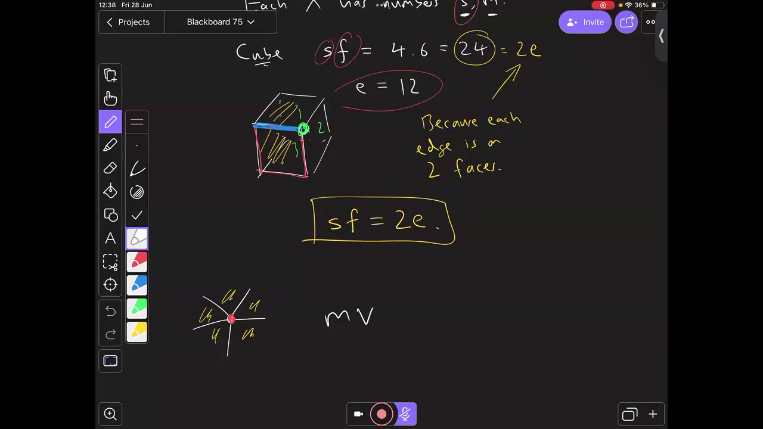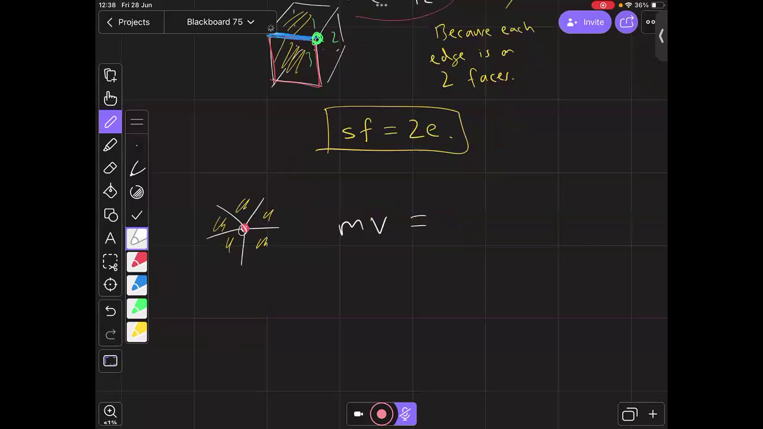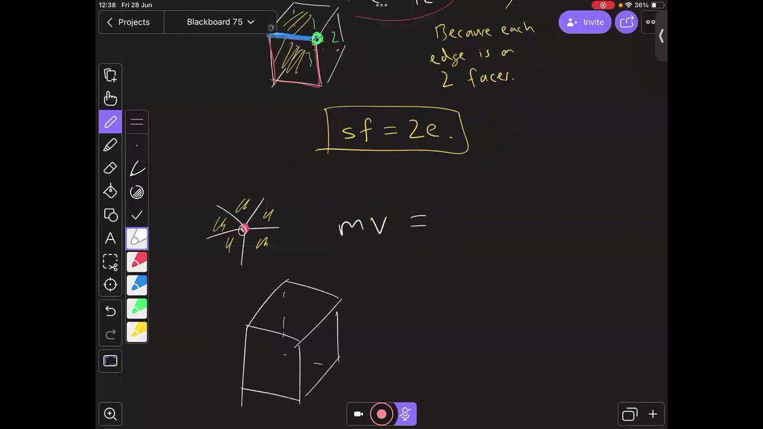So there's a vertex, and at each vertex I get a collection of faces. Does this give me the total number of faces overall on the cube, or on the shape? Well, just do an example. Let's again do it for the cube. Here's the cube.